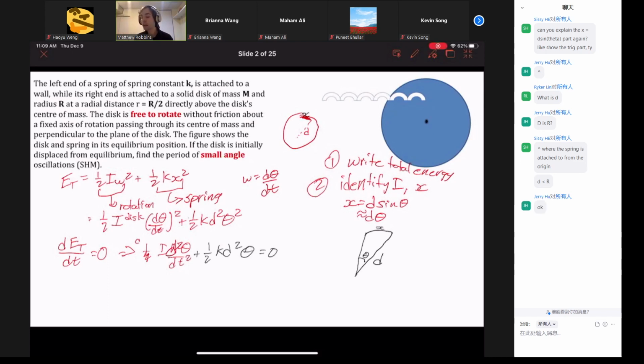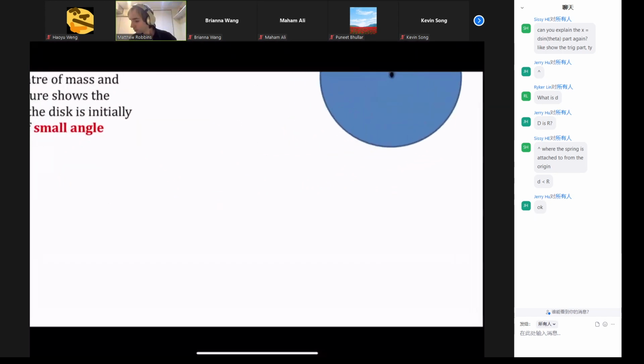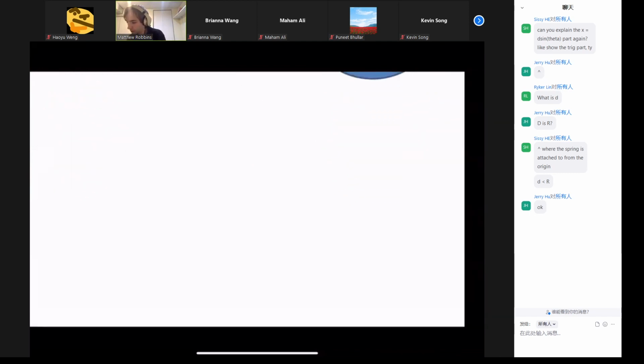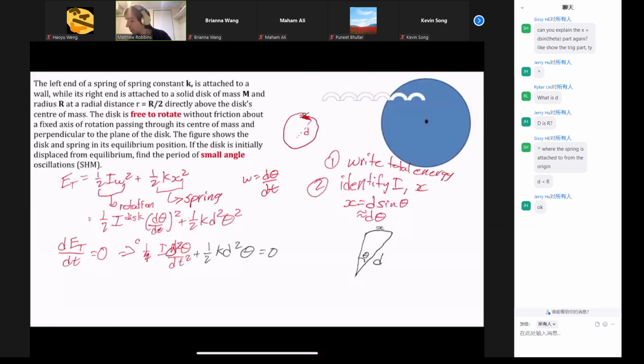Whenever we have small angle approximations, this just means that x is equal to d theta. So this is what the small angle approximation means. This is where you're able to use your arc length functions. So in this specific problem, d is equal to r over 2. I haven't incorporated r over 2 because I want to use the result for the first multiple choice question.